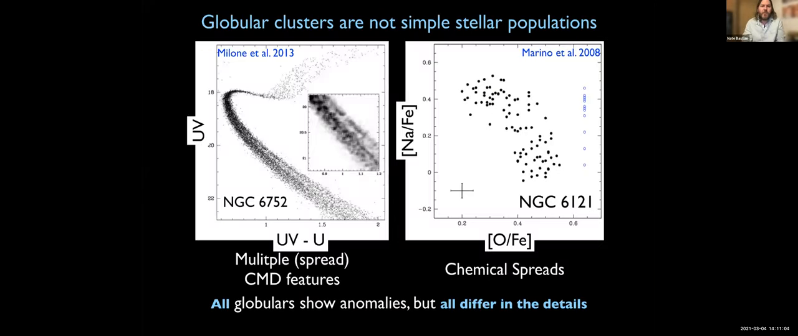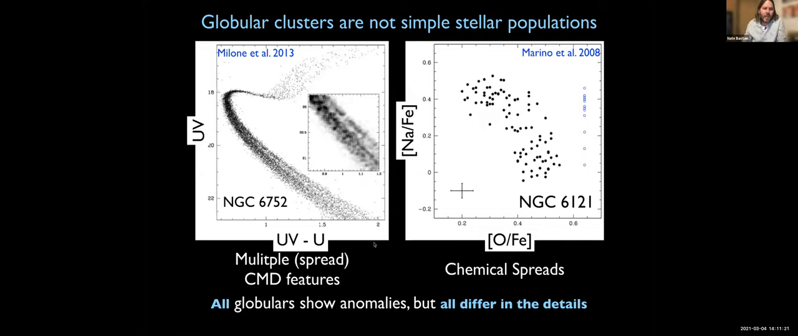So coming back to multiple populations, it's now clear that globular clusters are not the simple stellar populations that we thought. In fact, we see chemical anomalies within the stars of individual clusters. And you can see this when you look in photometry, in particular in UV bands.